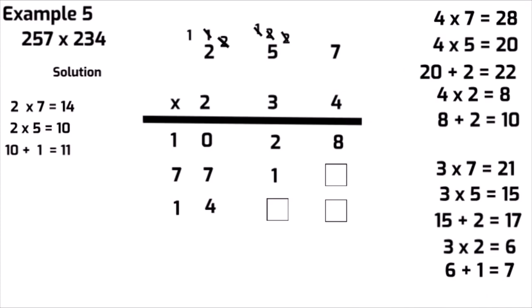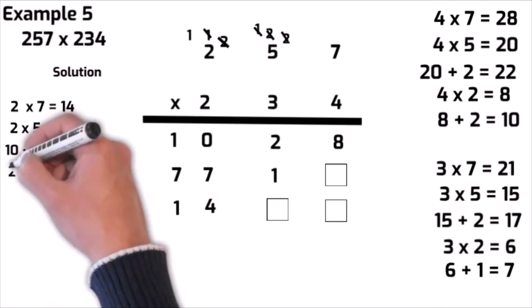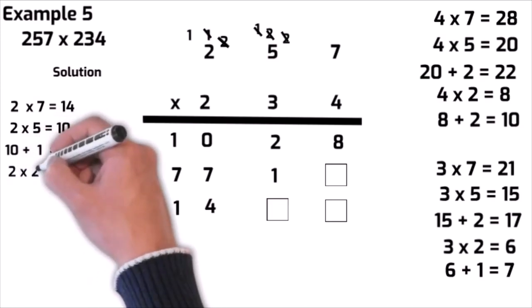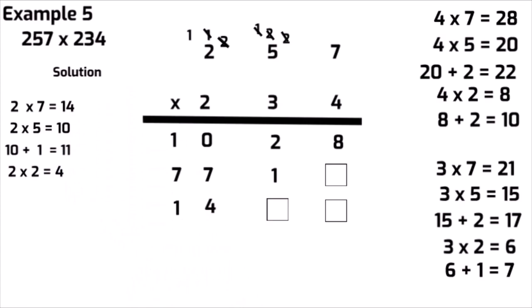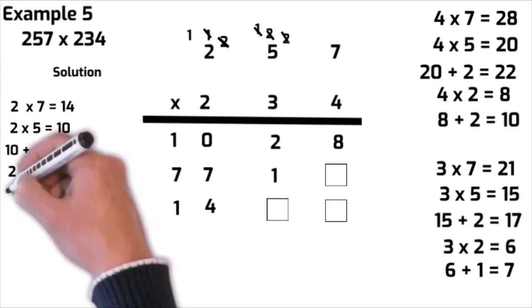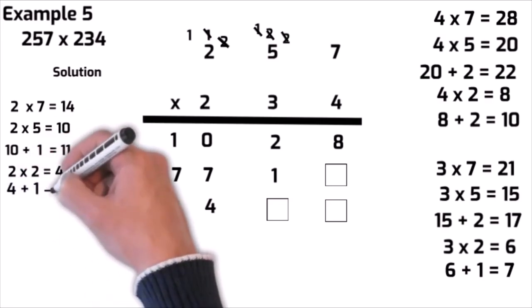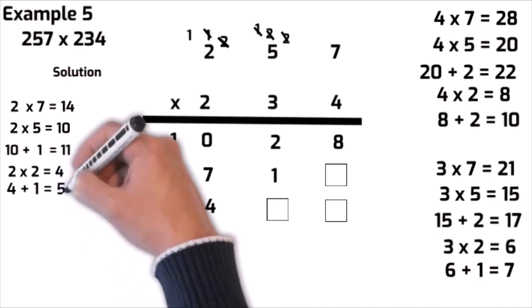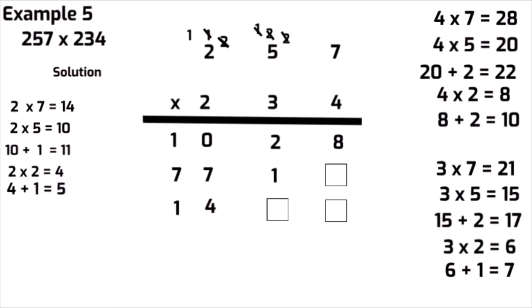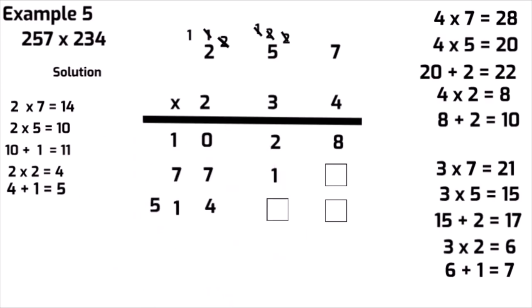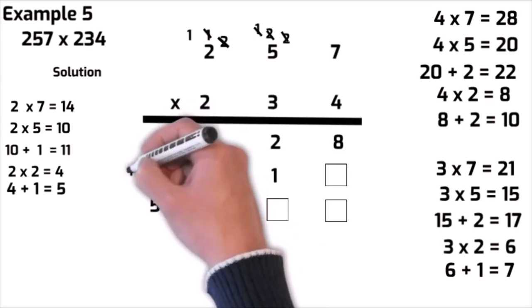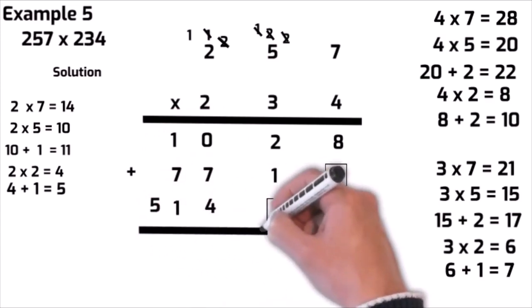Lastly, we say 2 times 2. 2 times 2 is 4. 4 plus the number we brought over, which is 1, gives us 5. So we write down 5. We are done with our multiplication. It is time to add. Now let us add.